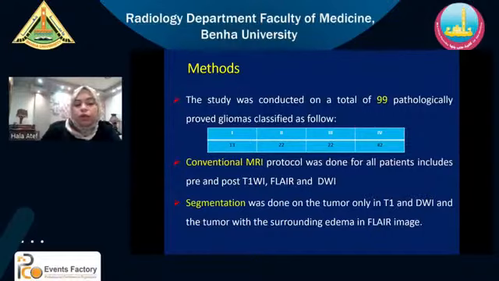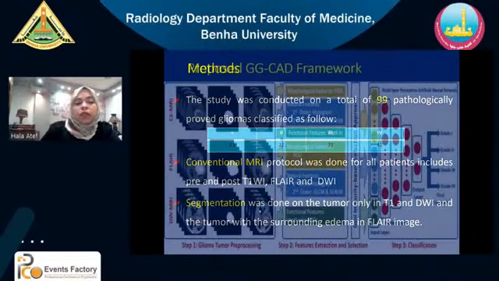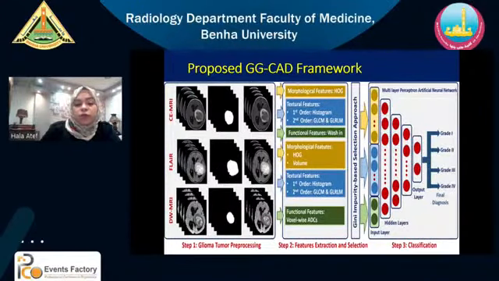A conventional MRI protocol was done for all patients, including pre and post contrast T1 weighted images, FLAIR, and diffusion weighted images. Segmentation was done for the tumor only in T1 and the diffusion image, and for the tumor with the surrounding edema in FLAIR images. Here is our proposed GG-CAD framework. It includes 3 main steps.